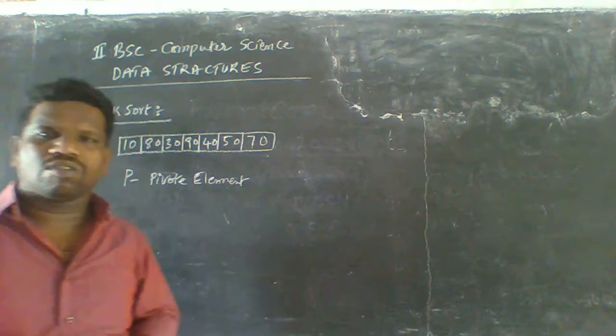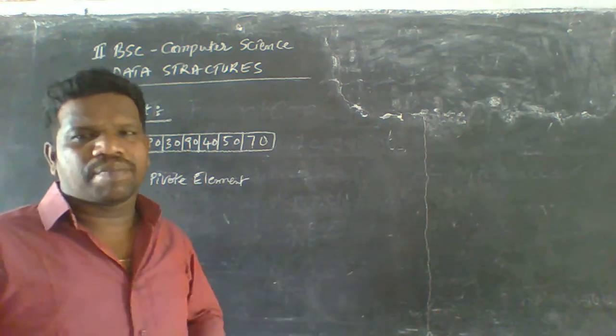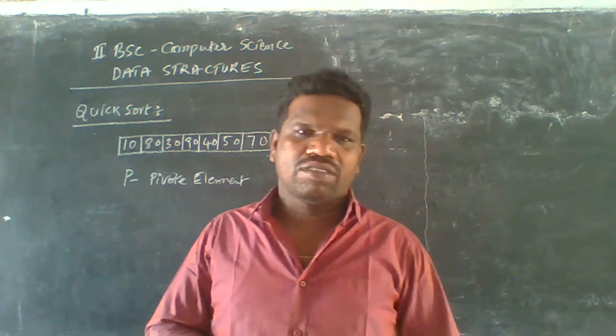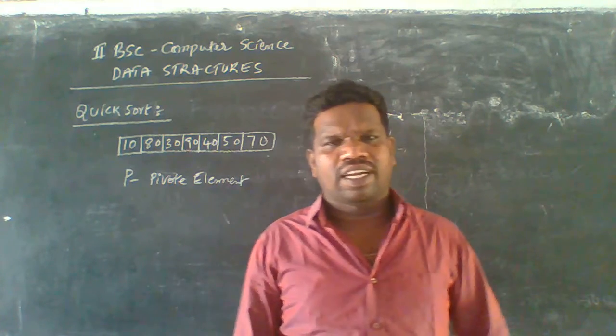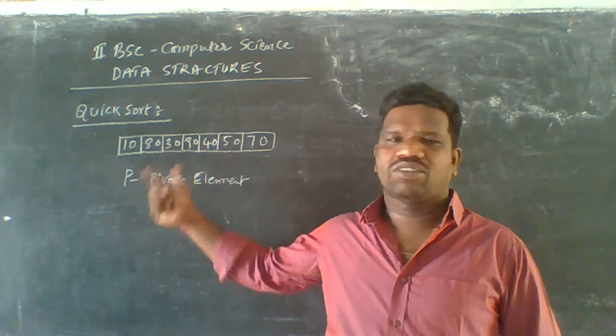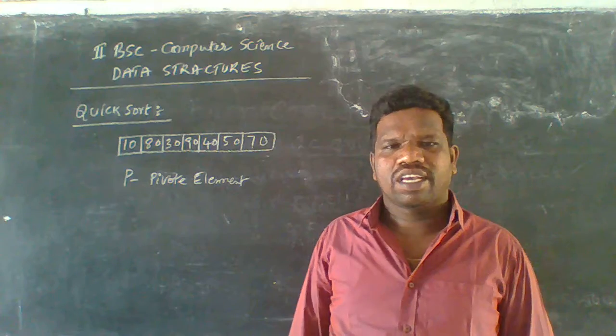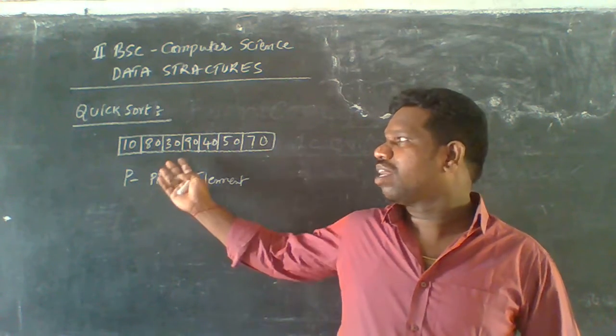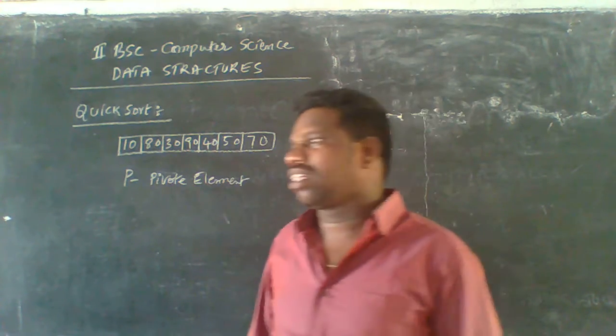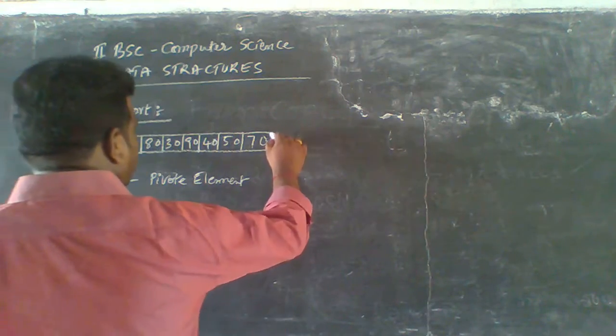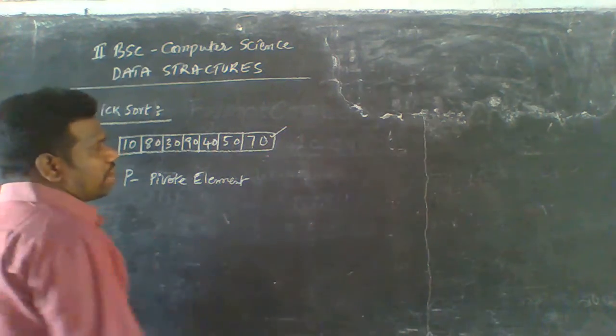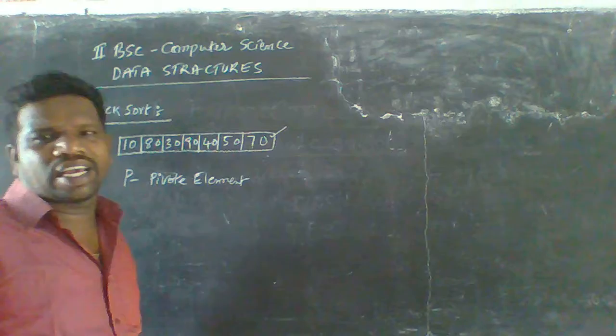The pivot number can be selected by the user at his convenience, and he may select any number in the unsorted list. Here I am going to select the last number as the pivot number.